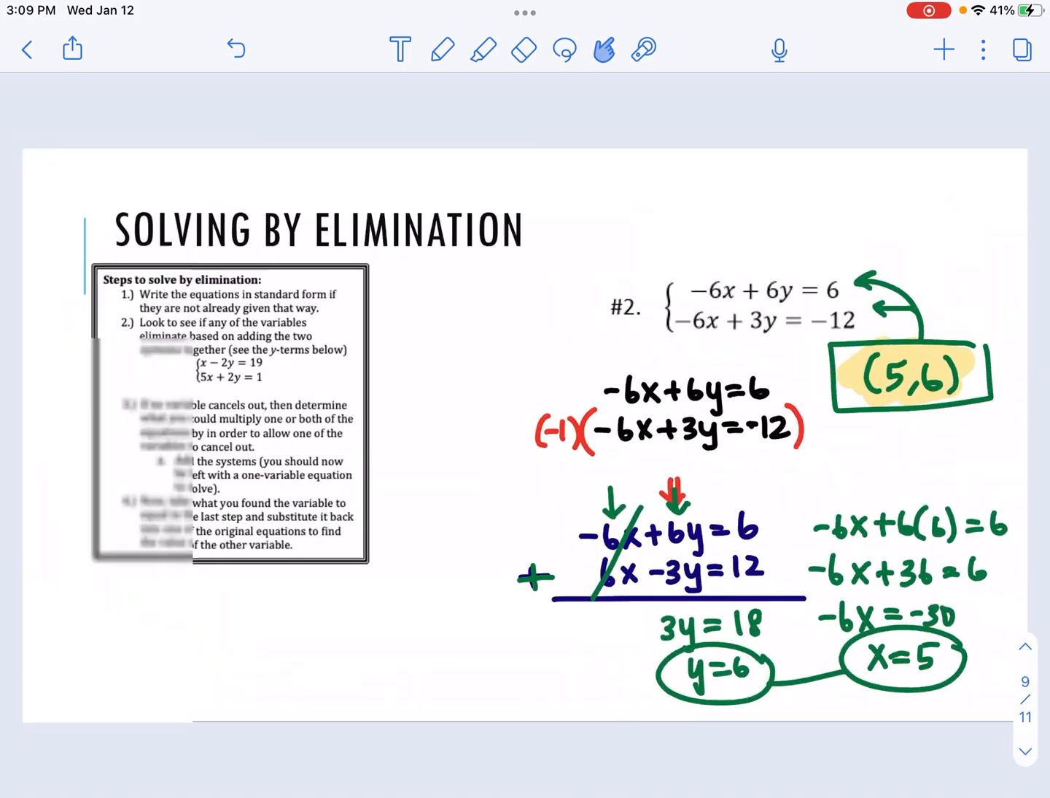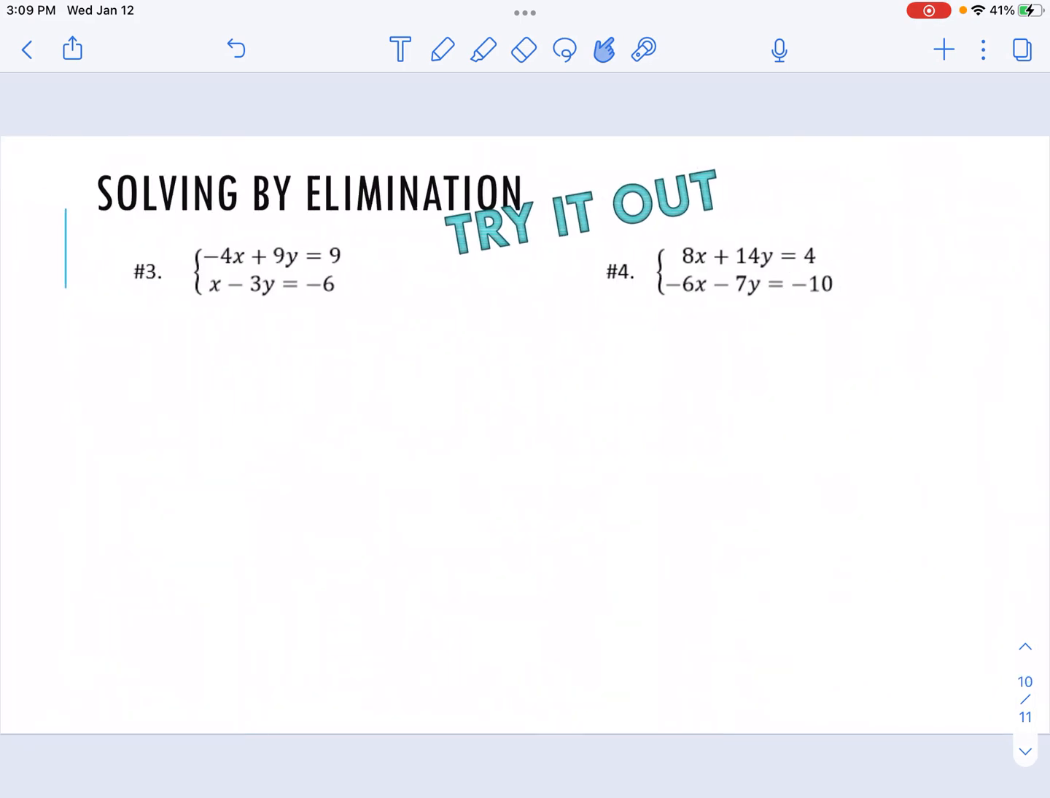All right, so we just looked at 2 examples for elimination. Now it's your chance to try them out. So go ahead and pause the video, try number 3 and number 4 out, really trying to play out which would be the most efficient strategy to eliminate one of my variables.